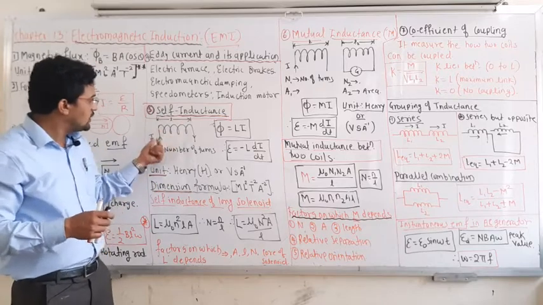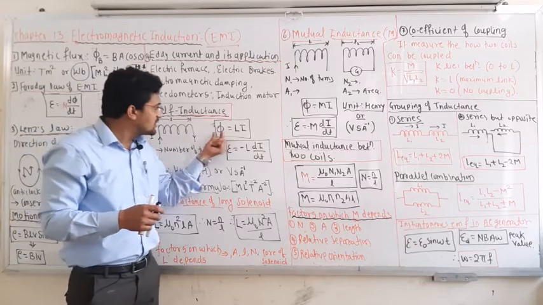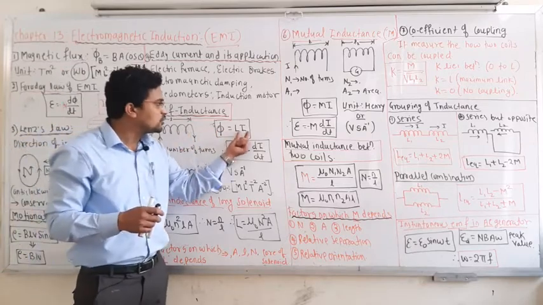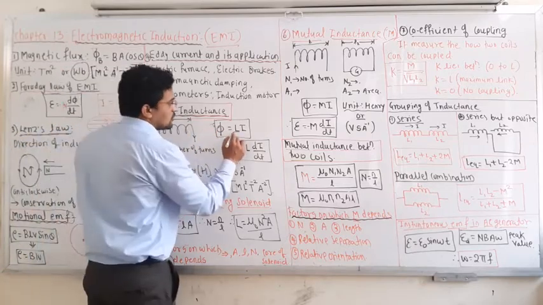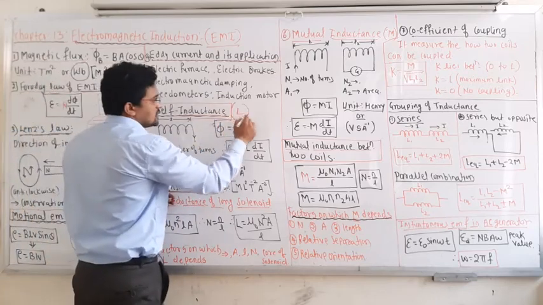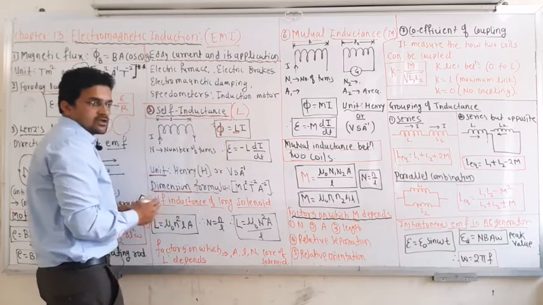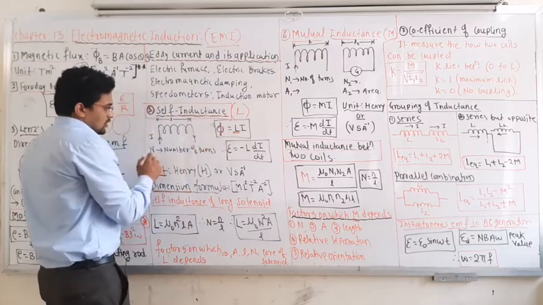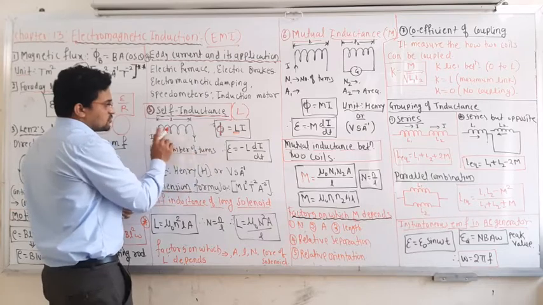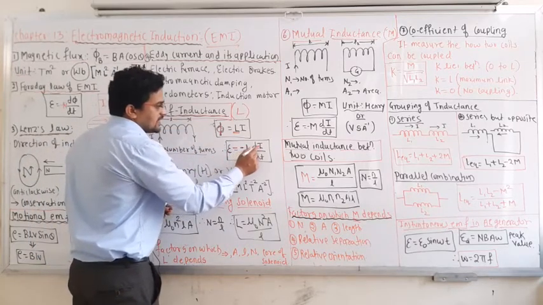And if this is the coil and you pass the current and there are N number of turns, then the magnetic flux linking with the coil is L into I, where L is your self inductance. L is the symbol for self inductance, I is the current, and phi is the magnetic flux. Okay, so by using this, the EMF produced in this coil is given by E is equal to minus L di by dt.